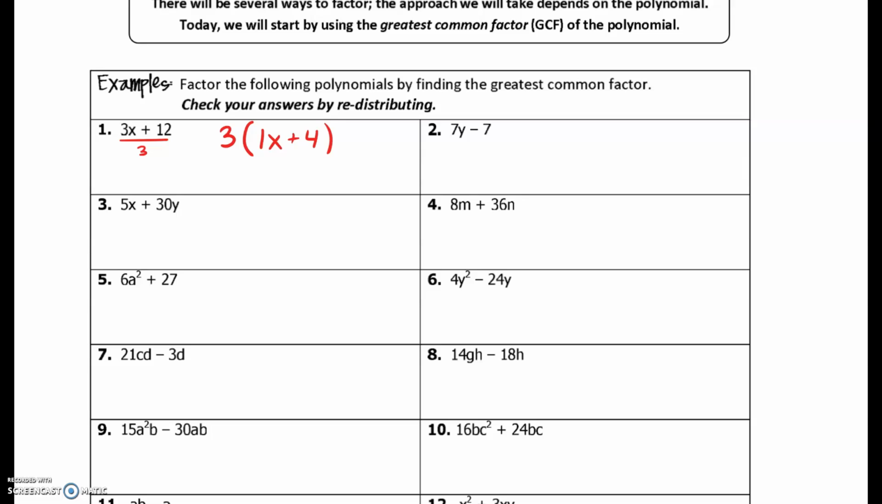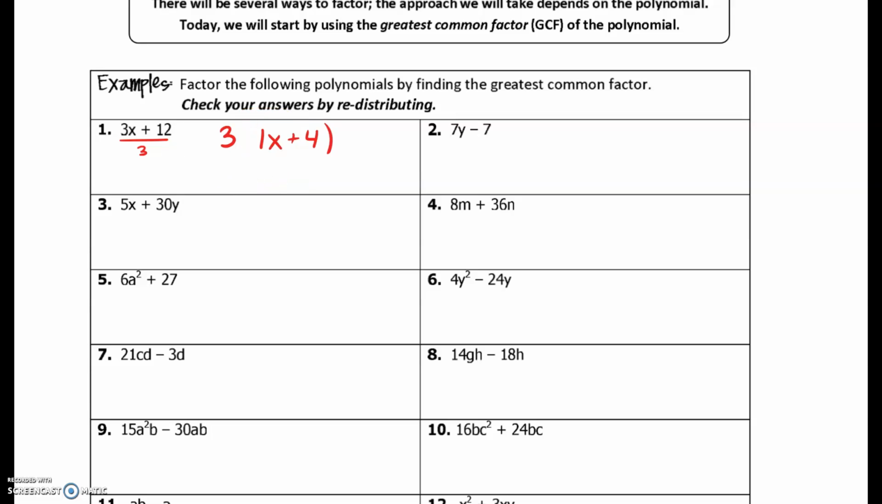Now, you'll see in bold it says check your answers by redistributing. So one way that you can check these solutions is you can distribute this 3 back to each term. Well, if I took 3 times 1x, I would get 3x. If I took 3 times 4, I would get 12. That's the exact expression that you started with here in number 1, and that's what we are looking for in each one of these. We are essentially breaking these polynomials down into their two factors and back into a product.